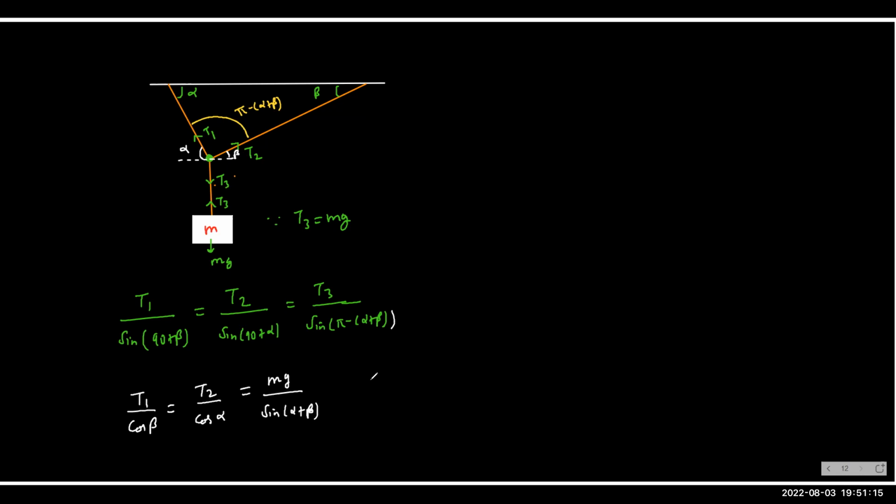And we are done, isn't it? So I can choose the first three to get the answer. T1 equals how much? mg cos beta by sine alpha plus beta. And T2 turns out to be mg cos alpha by sine alpha plus beta.